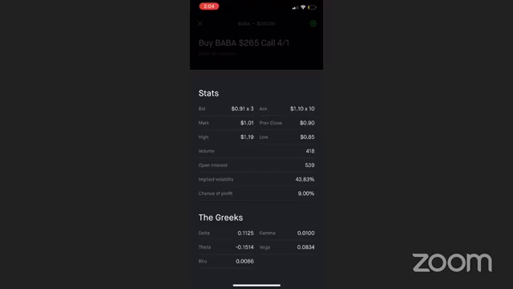All right, so I'm going to write it down so I don't forget it, because I don't want to have to flip screens either. So 265, we got 418 volume, 539 open interest, 9% chance of profit.